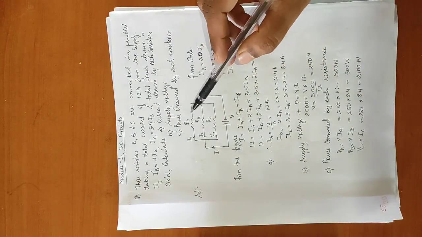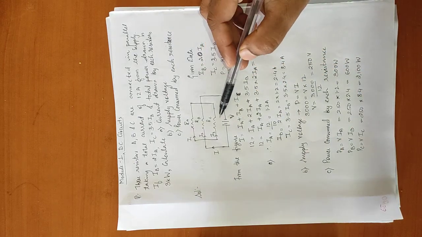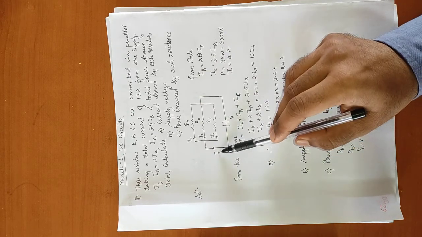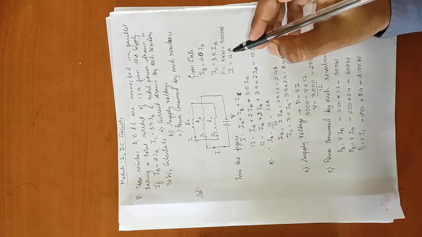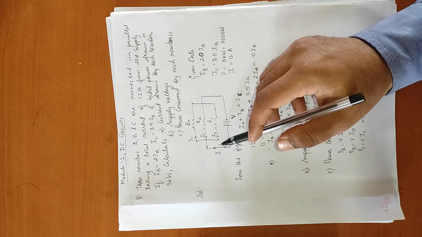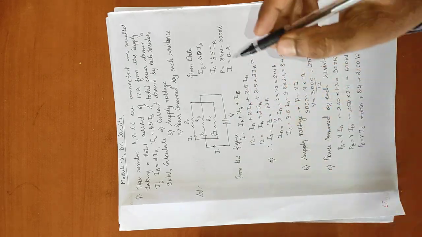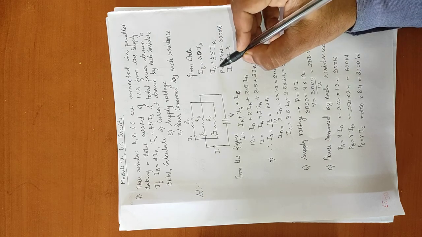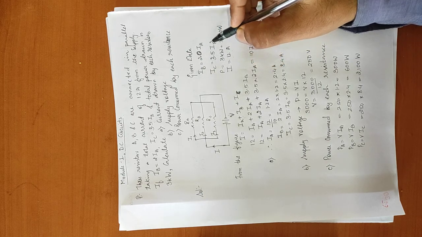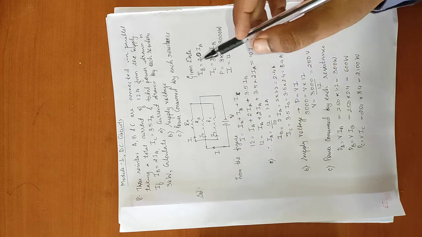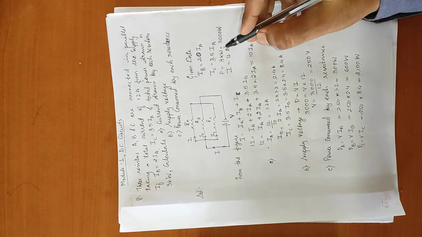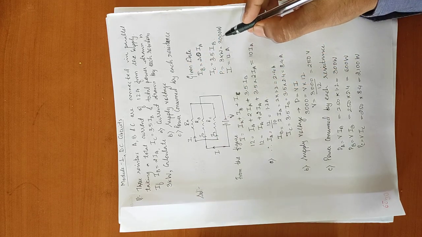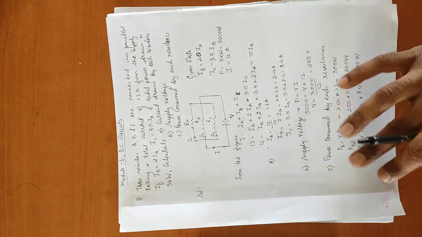So there are 3 resistors A, B, C which are connected in parallel. Now the total current drawn is 12 ampere. That is the total current drawn by the supply. Now IB is equal to 2IA and IC is equal to 3.5 IB. This is the given part. And the total power drawn is 3 kilowatt, which is nothing but 3000 watt as it is kilo.